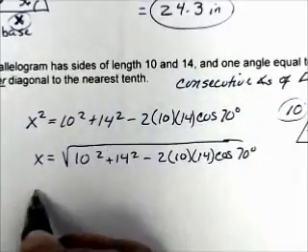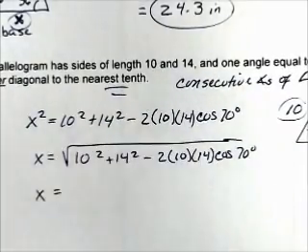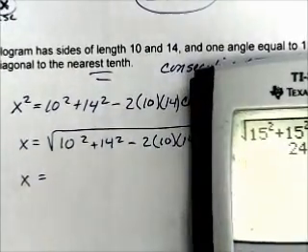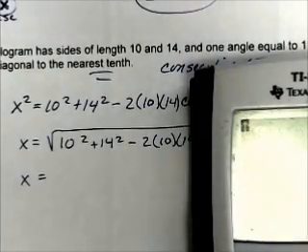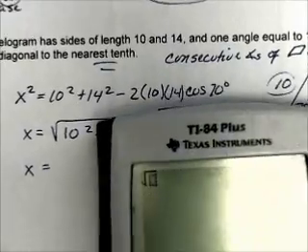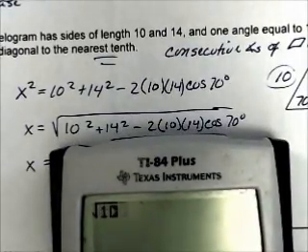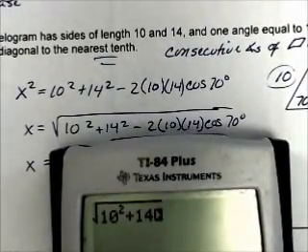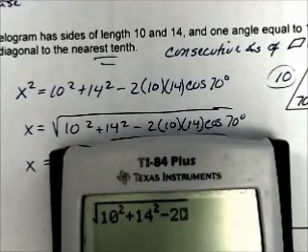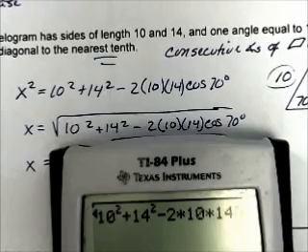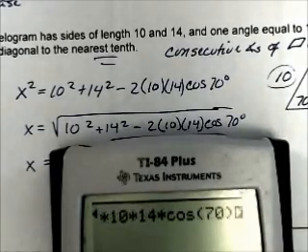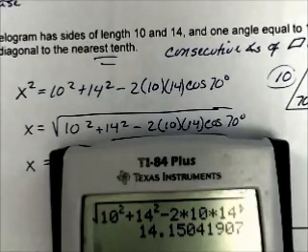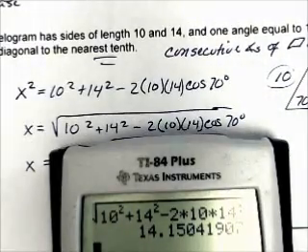And go to the calculator. We're rounding to the nearest tenth. 10 squared plus 14 squared minus 2 times 10 times 14 times the cosine of the 70-degree angle. To the nearest tenth, 14.2.